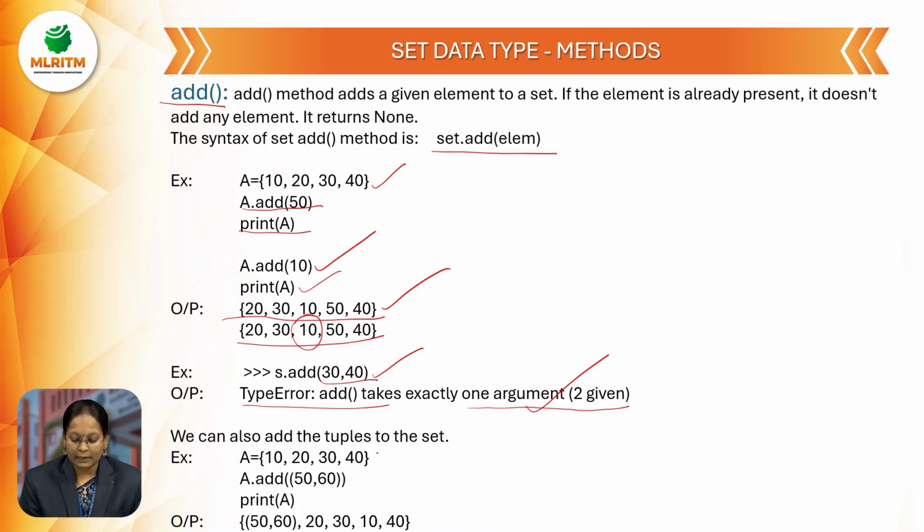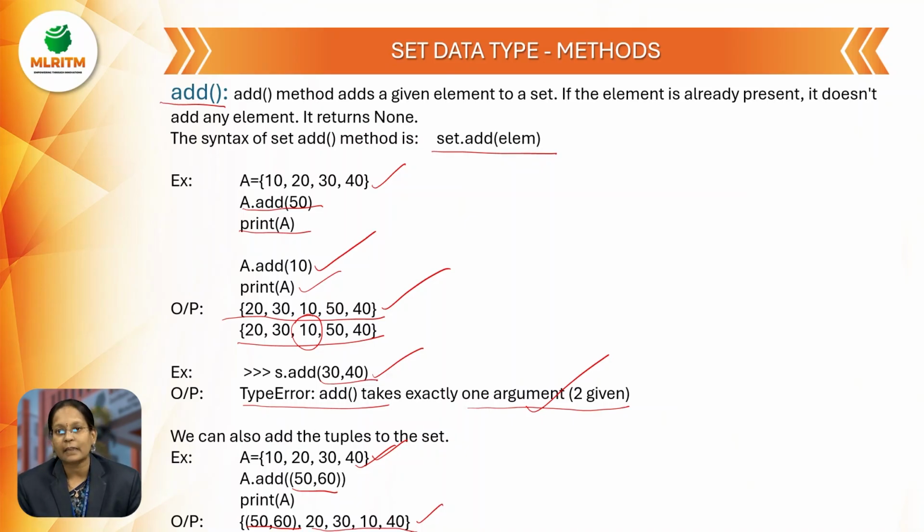So we can also add a tuple to the set. Here A is a set with 4 elements, and I am adding a tuple to the existing set A. So A dot add of a tuple with 50 comma 60, and these 50 and 60 elements are present in the tuple. This 50 and 60 is not present in the given set. That's why we are adding this 50 60 as an element to the set A. Finally, we got this output with the tuple.